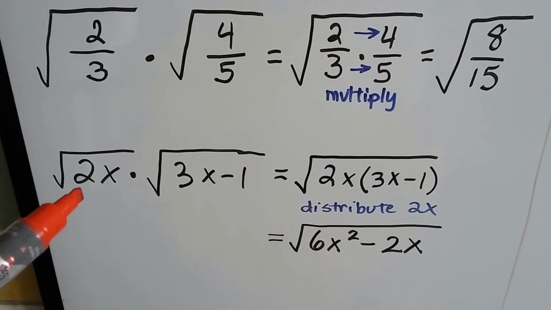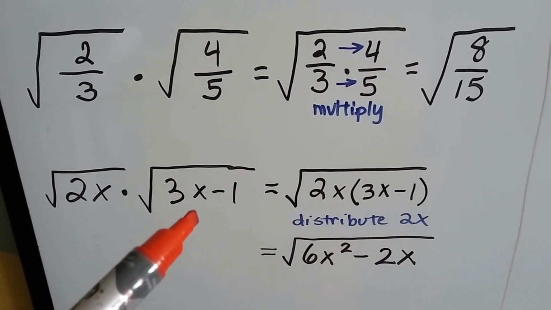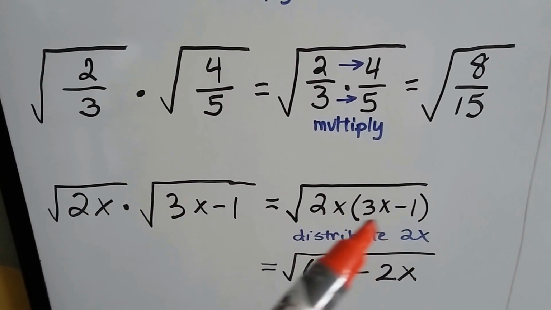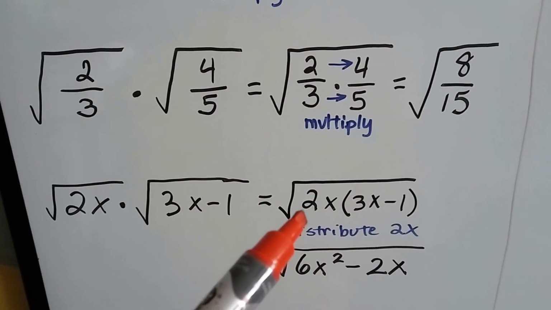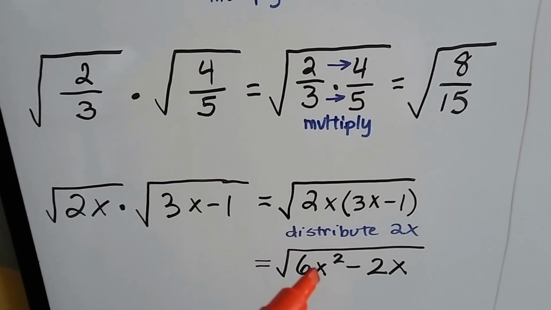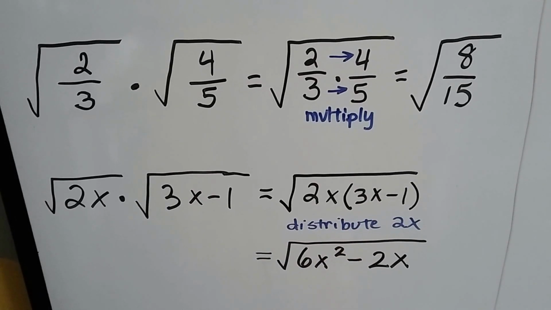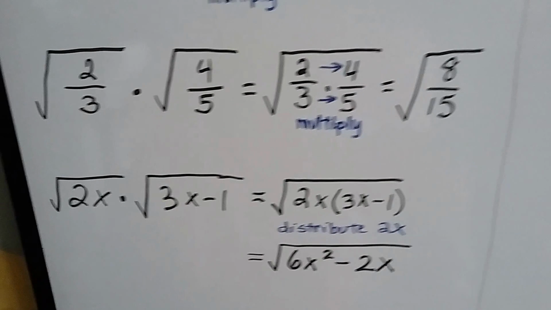If we've got the square root of 2x times the square root of 3x minus 1, we put them together under the radical sign and vinculum, and we distribute this 2x: 2x times 3x is 6x squared, and 2x times a negative 1 is a negative 2x. And that's our answer. See? That's not that hard, is it?